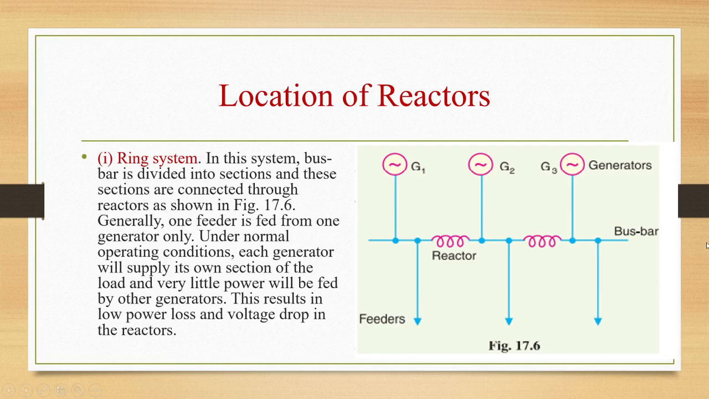Generally, one feeder is fed from one generator only. Under normal operating conditions, each generator will supply its own section of the load and very little power will be fed by other generators. So there will be less voltage drop and less power loss in the reactors.